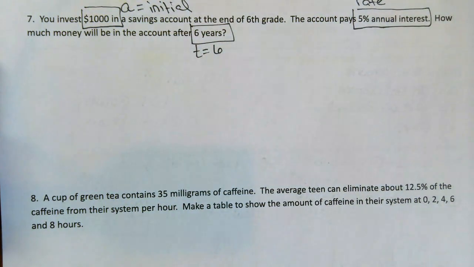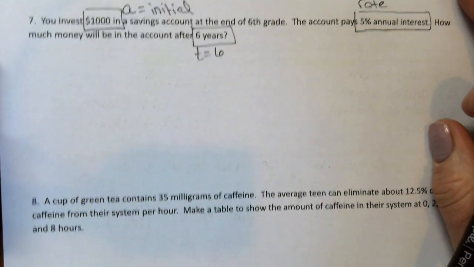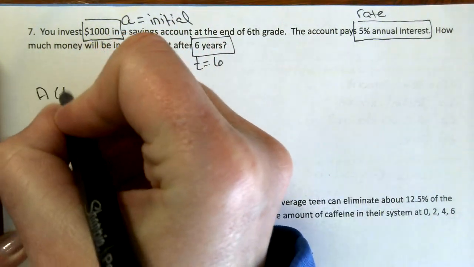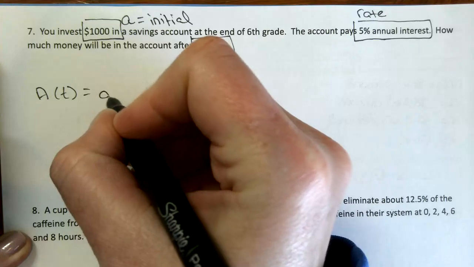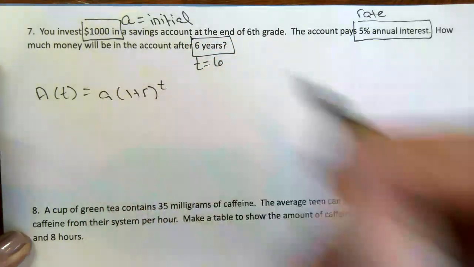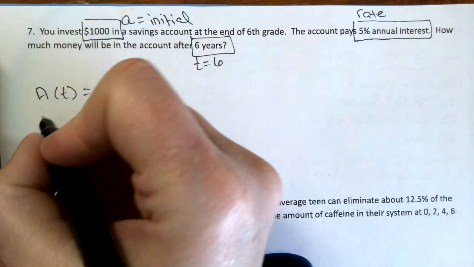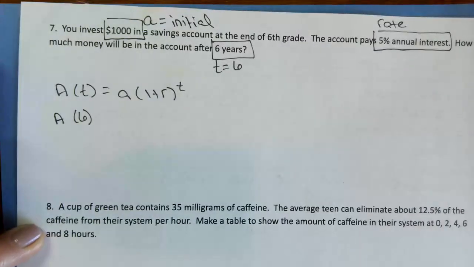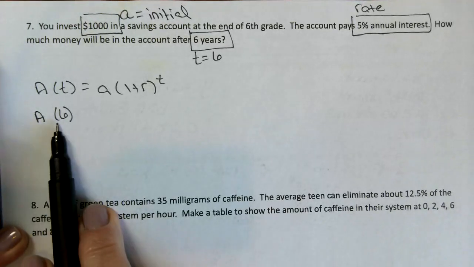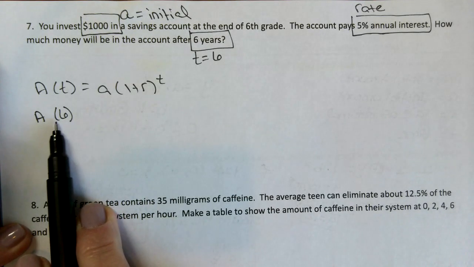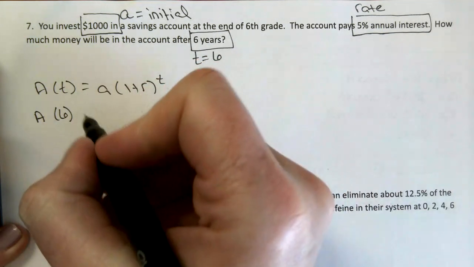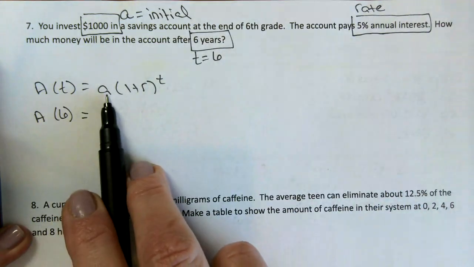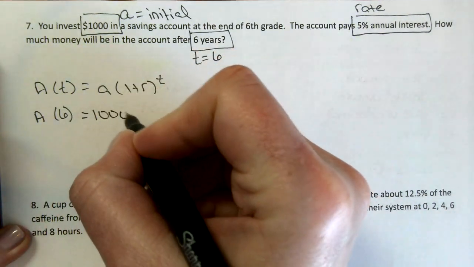How much money will be in the account after 6 years? Oh, this one gives me a time frame. All right, so I labeled my essential parts. I'm going to write down my formula. All right, so I want to know how much I'm going to have in 6 years. So that means T is 6. The only thing that I'm doing is writing this in function notation. That 6 is just to tell everybody, hey, this is what happens in 6 years. A is 1,000. I'm going to substitute that in.